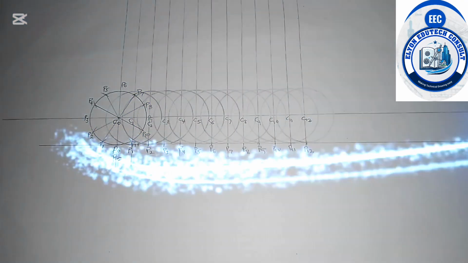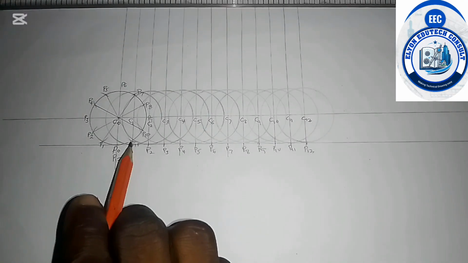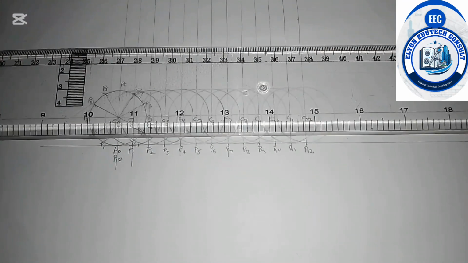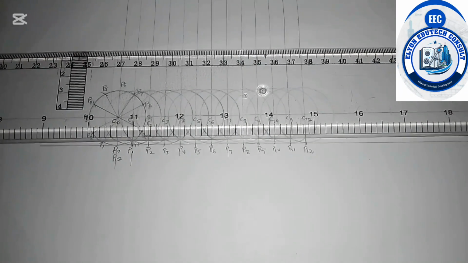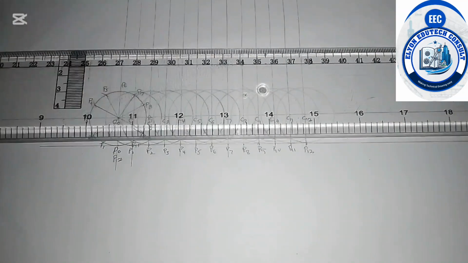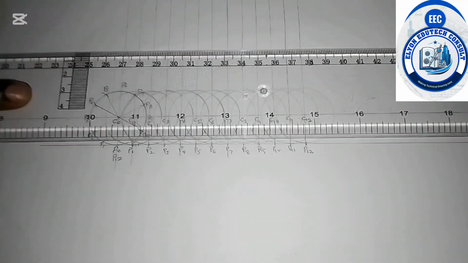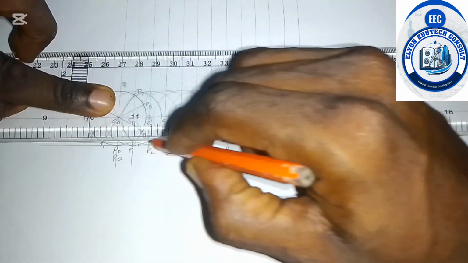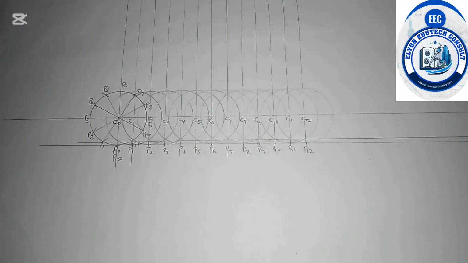So the next thing I'm going to do now, from P1 and P11, I'm going to produce a horizontal line. So move your T-square to the point there. Okay, make sure it is square. Okay, so this is P1 and P11. So I'm going to draw a horizontal line this way. I hope you can see that.